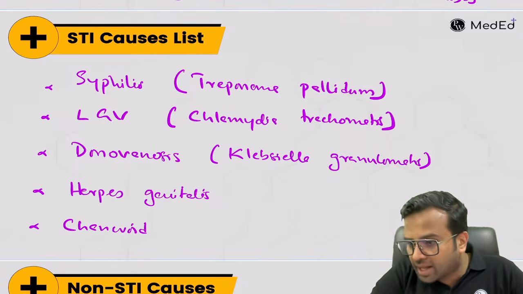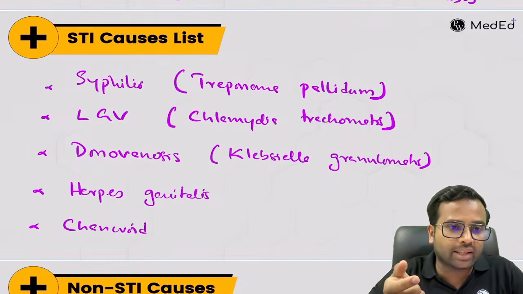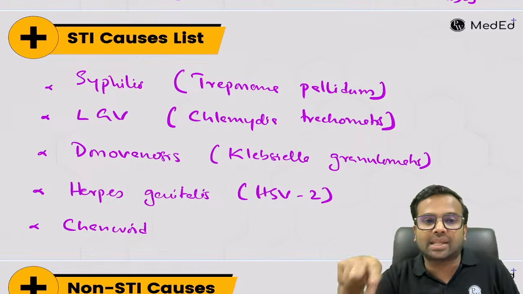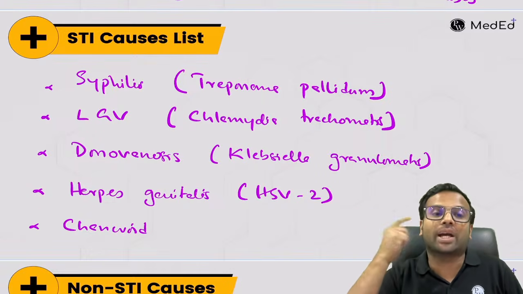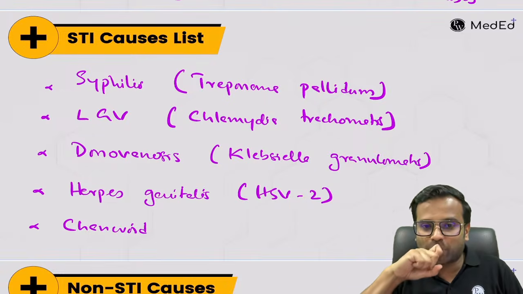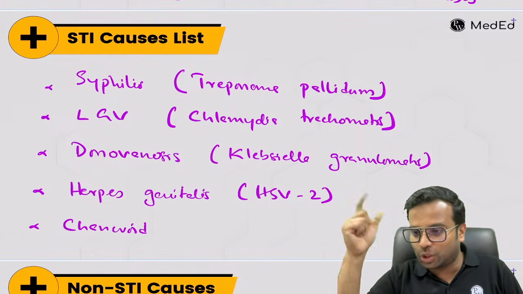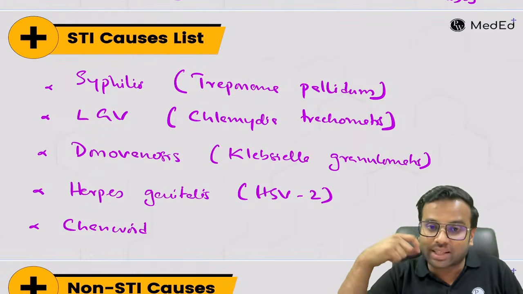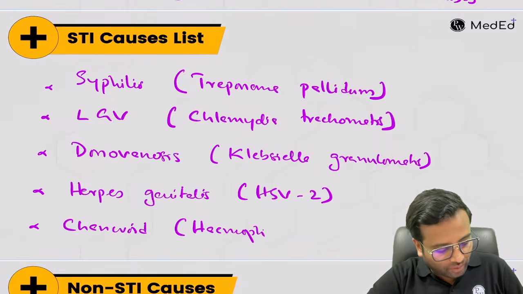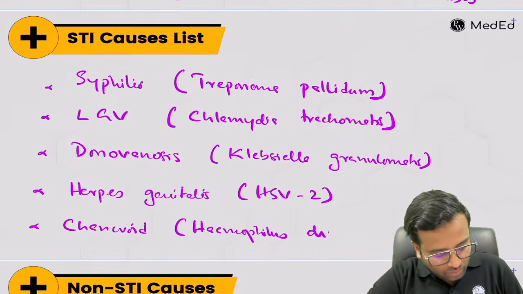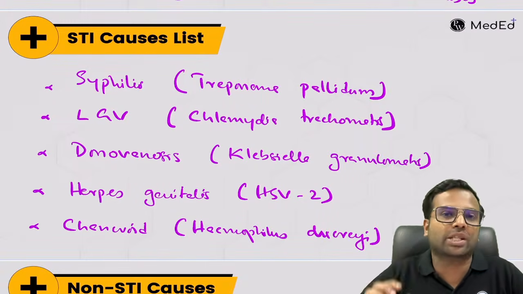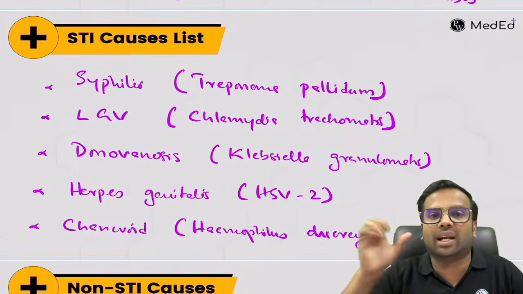Herpes genitalis, I guess Kalaivanan had answered earlier. Herpes genitalis is usually caused by HSV-2, herpes simplex virus 2. And what about chancroid? Anyone? Chancroid is caused by Haemophilus ducreyi. I couldn't see this answer in the chat box yet. So this is caused by Haemophilus ducreyi. So these are the various sexually transmitted infections which can cause a genital ulcer disease.